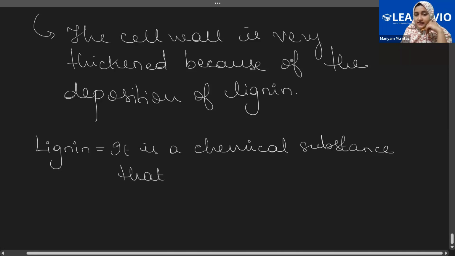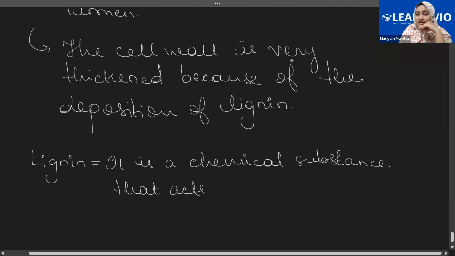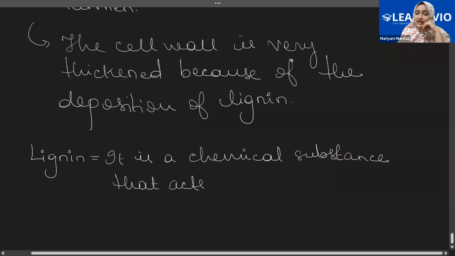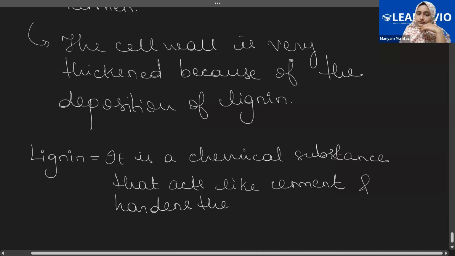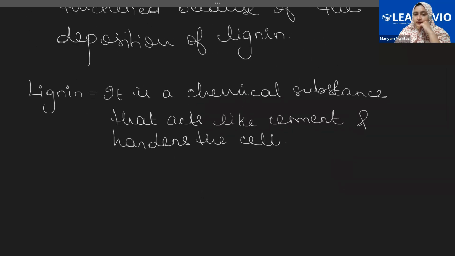that acts like cement. Have you seen cement? When cement is wet, it is very sticky and glue-like, right? But once it hardens, it becomes really hard, and all our houses are made of cement and bricks, right? So lignin is a chemical substance that acts like cement and hardens the cell. It makes the cell hard. Clear, students? This much is clear to you all? Yes, sir. All right.